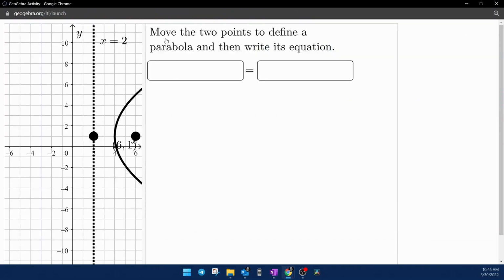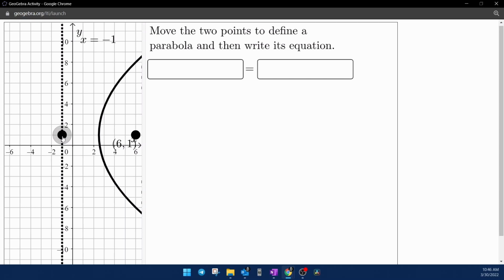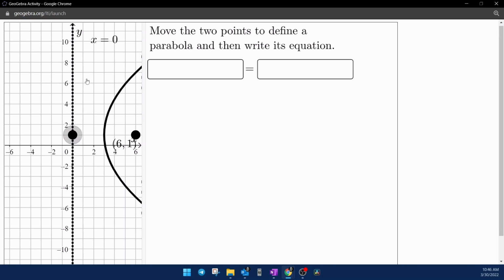And here we can see it says move the 2 points to define a parabola and then write its equation. So here, given the focus and the directrix, we're going to have to come up with the equation of the parabola, but we are allowed to move these 2 points. So I highly recommend, if you can, move the directrix so that it is on an axis. Now what this is going to do is make your value 0. See, it says x equals 0 for the directrix, and that's going to make the calculations easier.